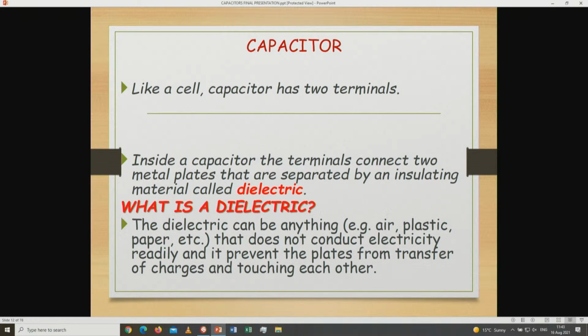Now, let me explain what a dielectric is. A dielectric can be anything, e.g. air, plastic, paper, that does not conduct electricity readily, and it prevents the plates from transferring charges and touching each other.